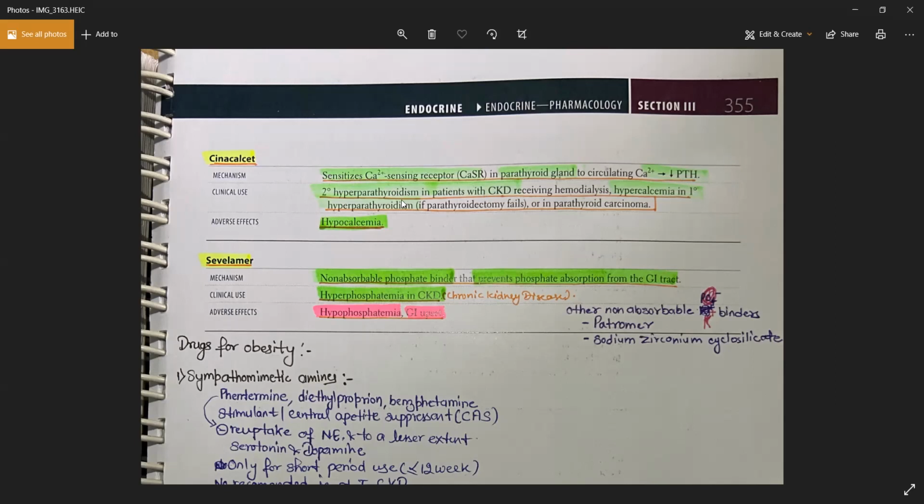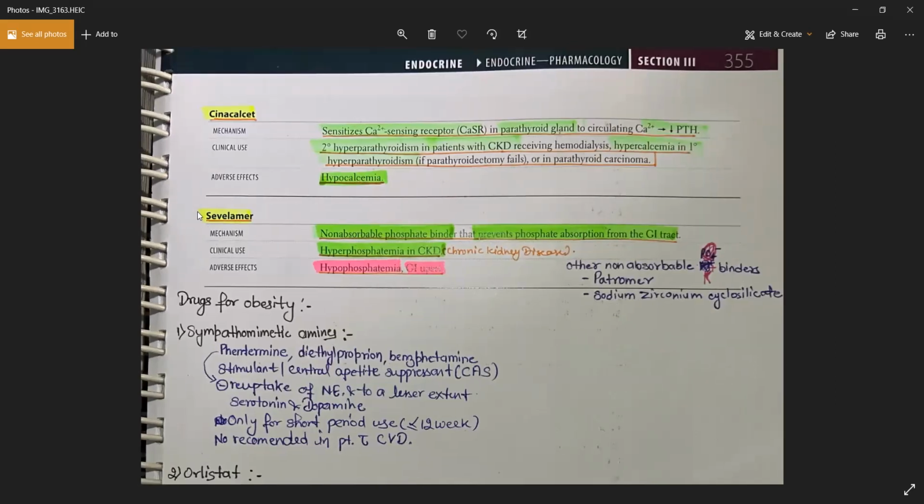So it could be very useful for secondary hyperparathyroidism, especially in patients with chronic kidney disease who are receiving hemodialysis. It is useful for the hypercalcemia in primary hyperparathyroidism also. Okay, it is also useful in patients with hypocalciuric hypercalcemia. Adverse effects include hypocalcemia.